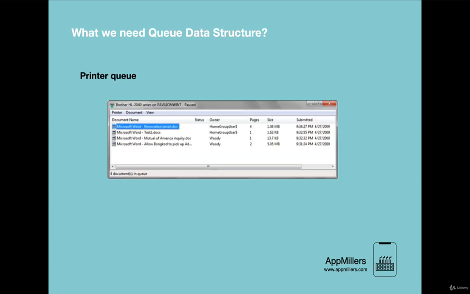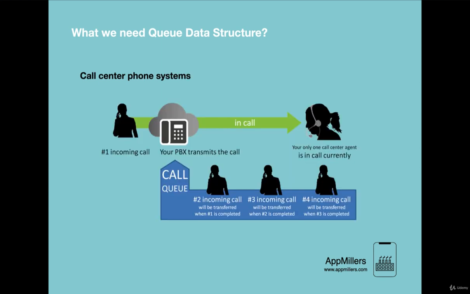Now the second application can be a single shared printer. Whenever many people want to print a document from this printer, whoever sent the document to the printer first will be printed first, and the other documents will stay in the queue until the first one is finished. The next application where we use the queue data structure is a call center application. When a new call comes, it stays in the queue until a call center agent becomes available. Then this call will be served, then this call and this call. It will continue like this, and others will stay in the queue until the call center agent finishes his previous call.